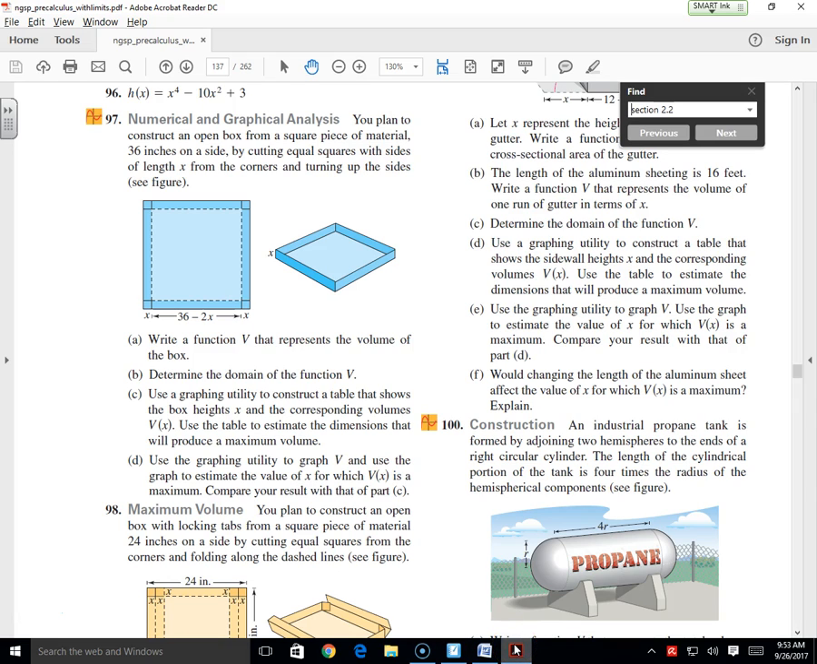You plan to construct an open box from a square piece of metal. Do you guys remember in elementary school you would cut out the corners and fold them out and tape them and make little boxes that wouldn't hold anything? But that's okay.